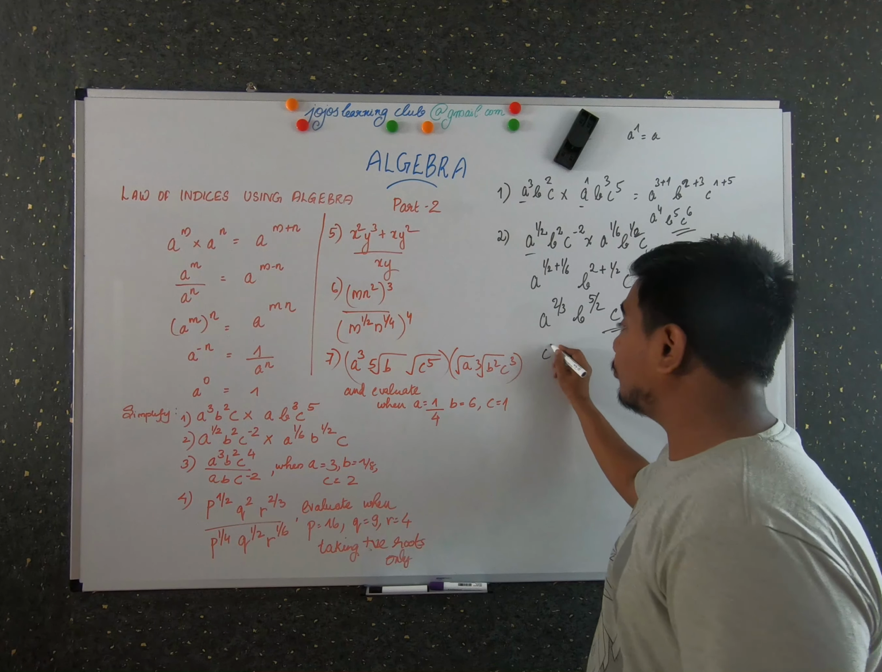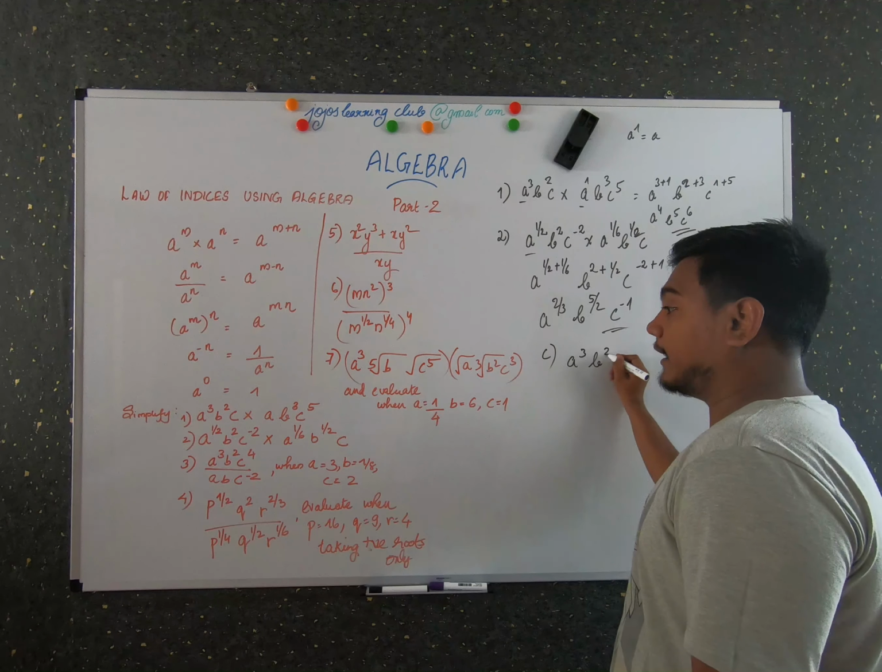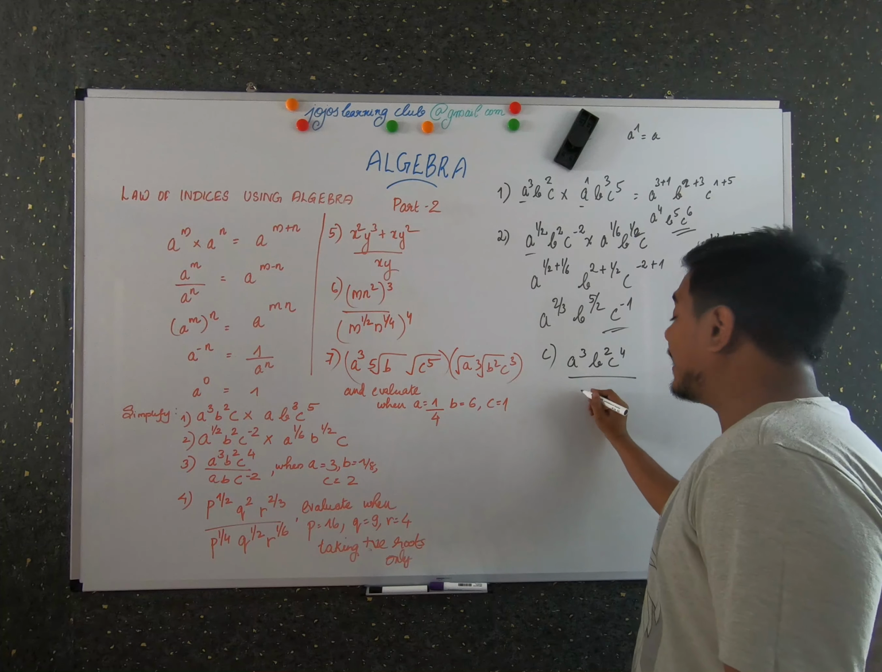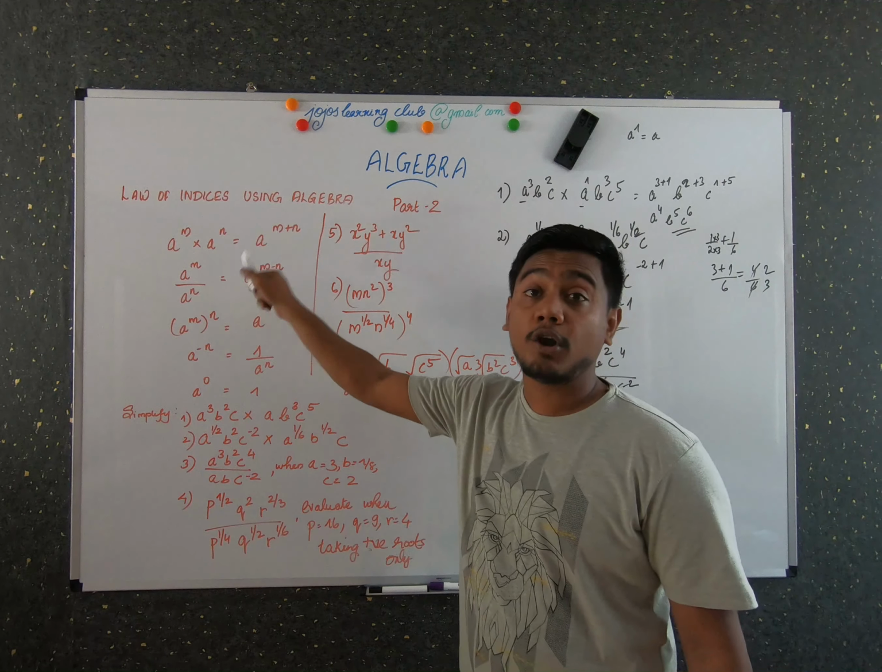Now let's do another problem, simplification: a cube b square c raised to 4 by abc raised to minus 2. Recall the second law of index.